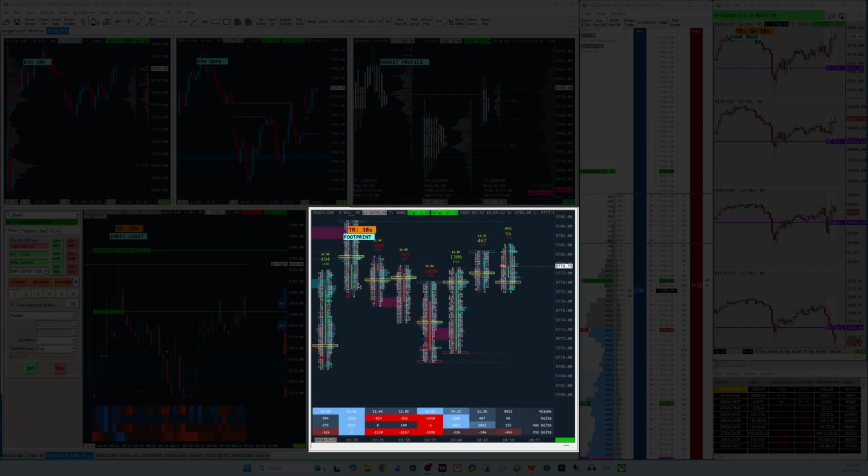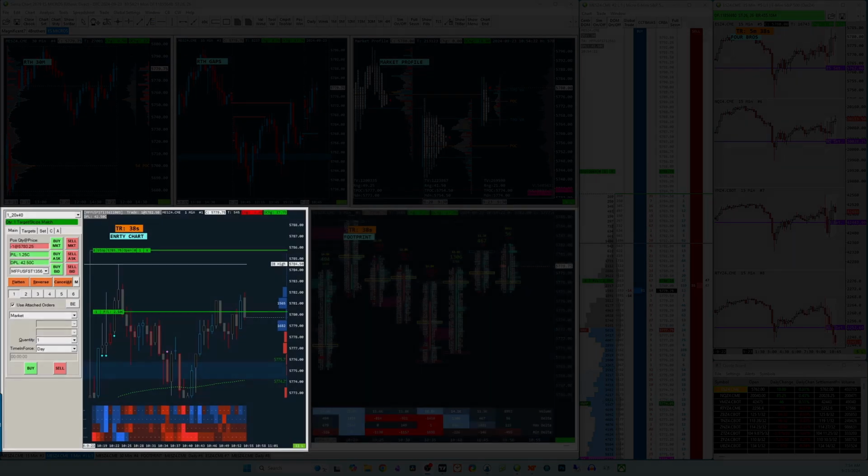After that, I have a footprint chart. This chart is very, very useful to me because it shows me imbalances, it shows me where unfinished business exists, and it shows me where the volume nodes are for that specific candle. In this case, it's a 5-minute chart that I utilize. And finally, I have my entry chart. This basically allows me to enter and exit positions, and it gives me a more drilled down view of everything else that I'm looking at.